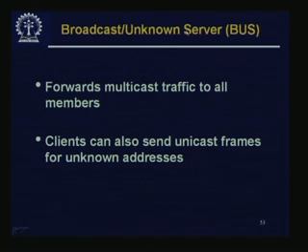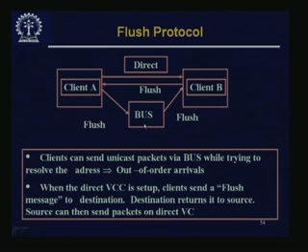Now, the broadcast and unknown server, or BUS, as I said, forwards multicast traffic to all members, and clients can also send unicast frames for unknown addresses. Suppose some address is not known, so you send it to the BUS and then the BUS will try to find out. We are not going into all the details. There is a flush protocol.